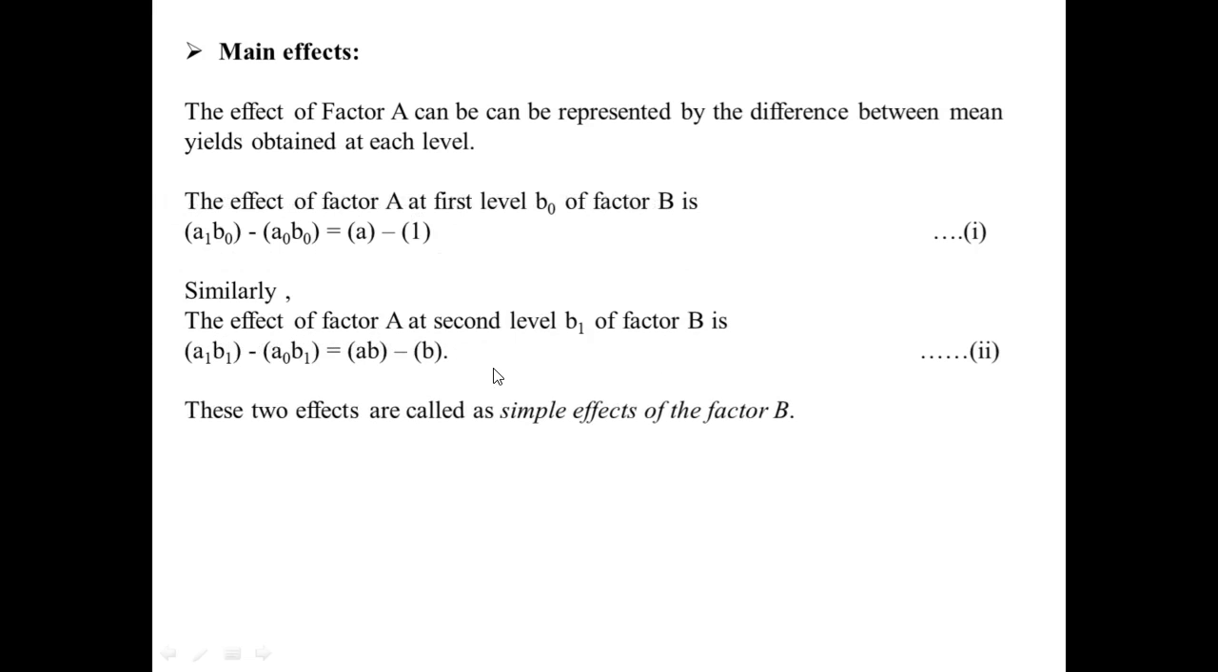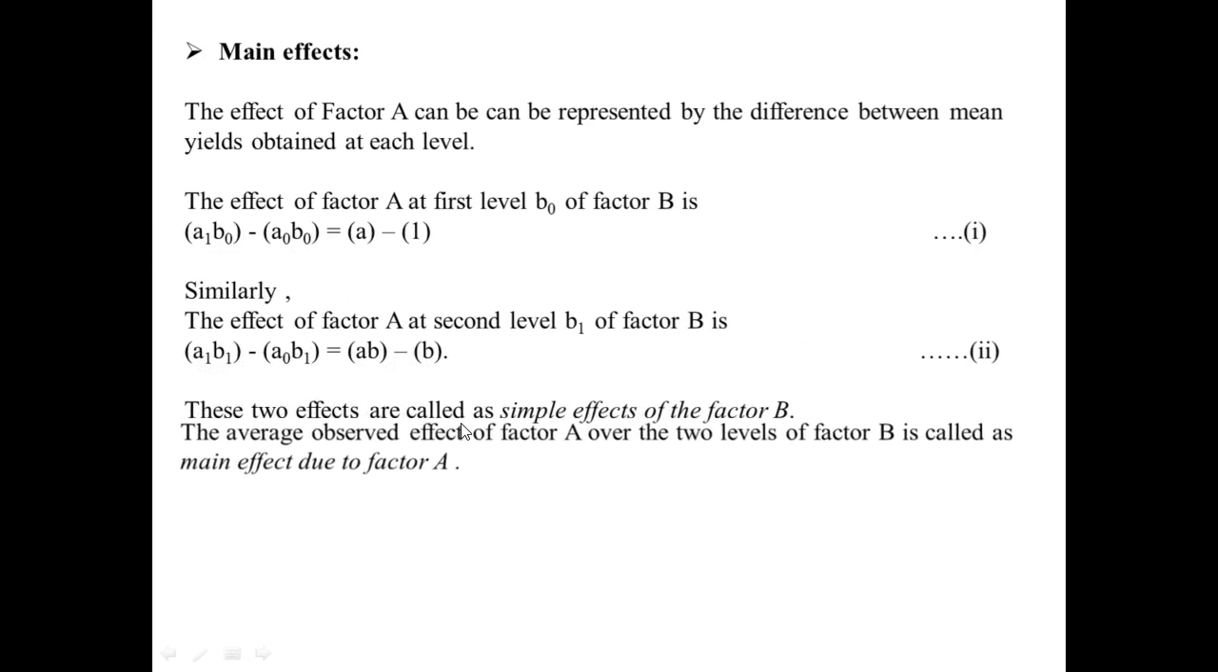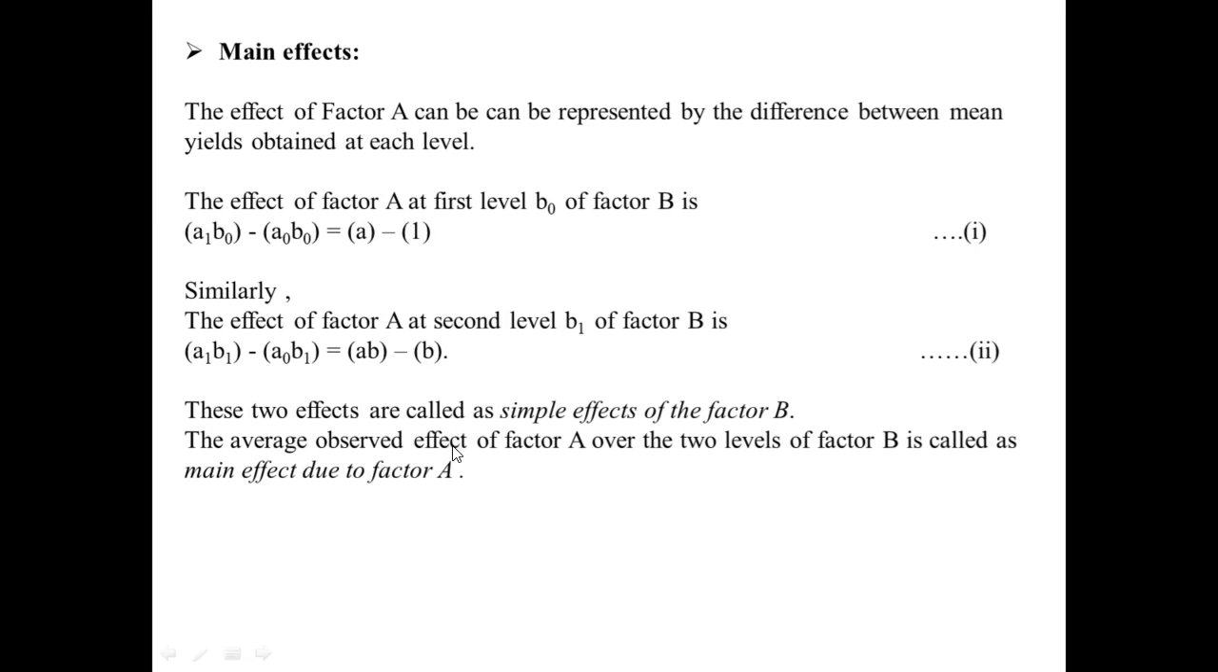Now, these two effects are nothing but simple effects of factor A, not factor B. So these two effects are simple effects of the factor A. Now the average observed effect of factor A over the two levels of factor B is called the main effect due to factor A. Actually this is the simple effect of factor A. First we find the simple effect of factor A at different levels of factor B.